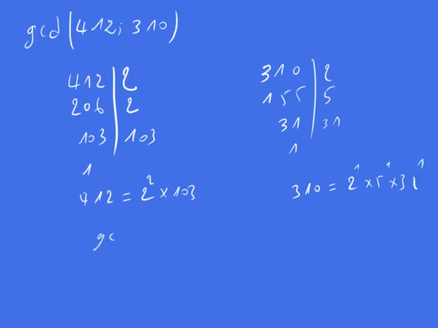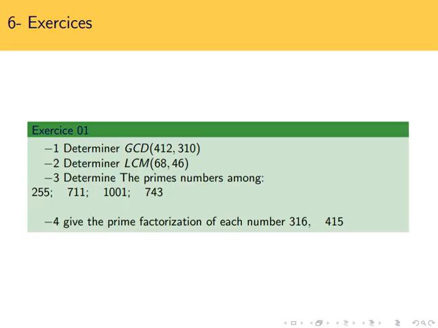So the GCD of 412 and 310 equals the common prime factor, which is 2, and the lowest power is 1. So the GCD of those two numbers is 2. The second question, LCM, least common multiple of 68 and 46.